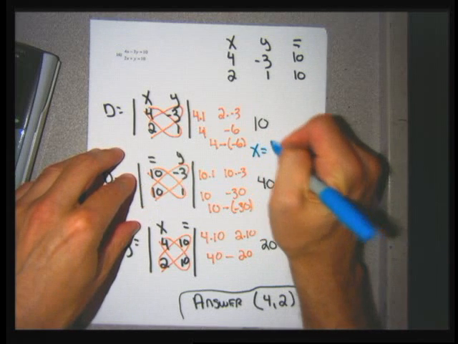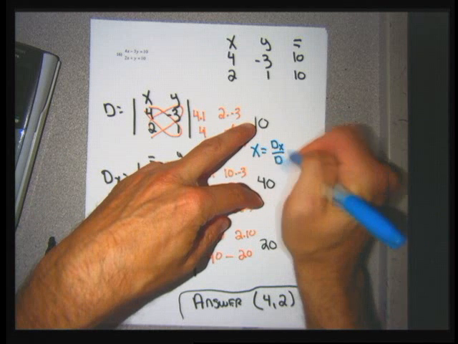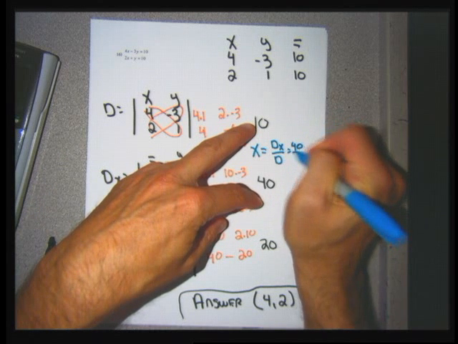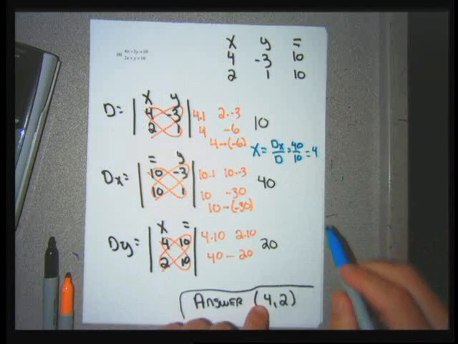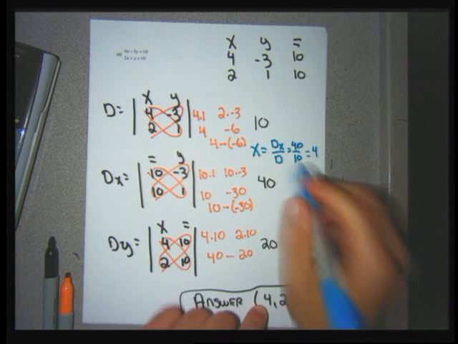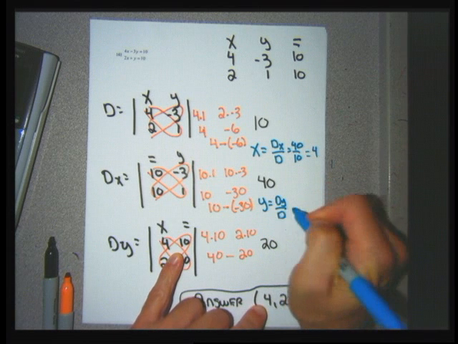The X is going to be my D sub X number, which is 40, divided by my D number, which is 10. And 40 over 10 is just 4. Again, if you look at this 4 and that 4, they're the same. The Y is going to be my D sub Y number over my D.